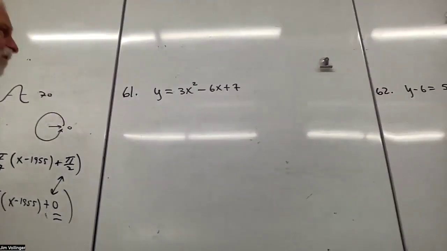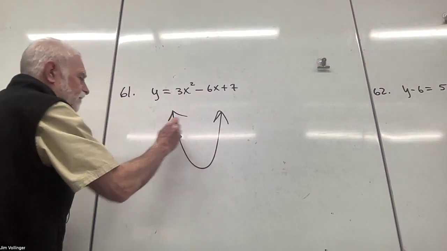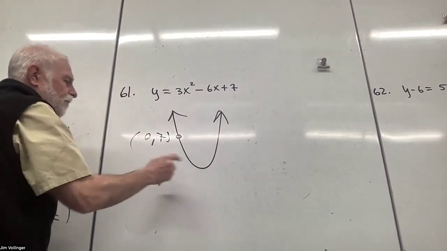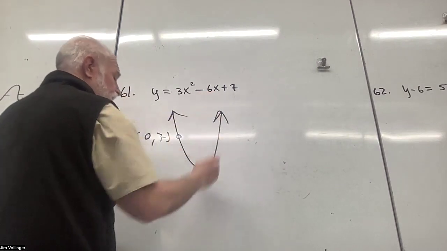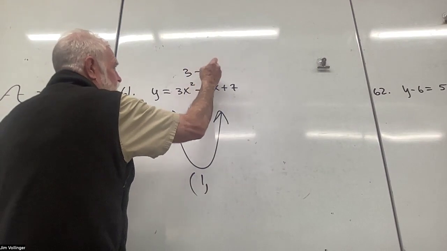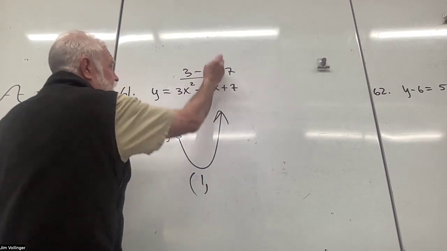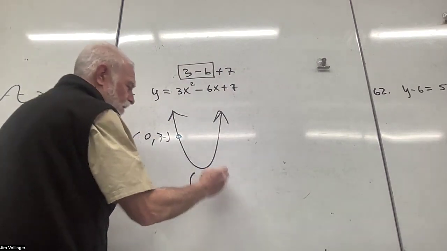All right, 3x squared minus 6x plus 7, cup shape up. I'm on the downside for my y-intercept. Therefore, I know that's positive. 3 and a 6 goes twice. Cut in half is 1. Plug a 1 in, you get 3 minus 6 plus 7, which you like to see, the 2-to-1 opposite relationship. 10 minus 6 is 4.